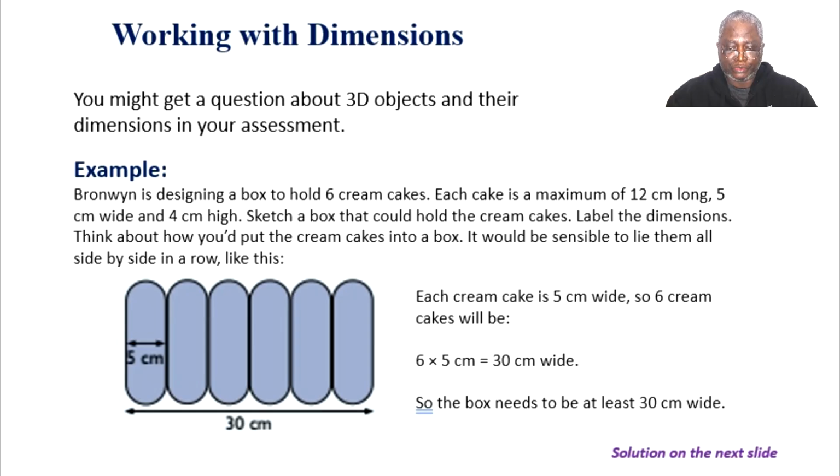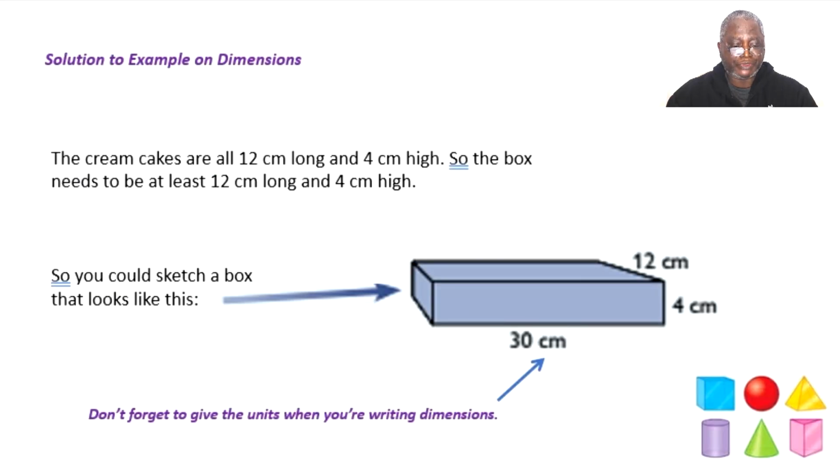It would be sensible to lay them all side by side in a row like this, like the drawing you see on the board. Each cream cake is 5 centimeters wide, so 6 cream cakes will be 6 times 5, which is 30 centimeters wide. So the box needs to be at least 30 centimeters wide. The cream cakes are all 12 centimeters long and 4 centimeters high, so the box needs to be at least 12 centimeters long and 4 centimeters high. So you could sketch a box that looks like this on the right of the screen.